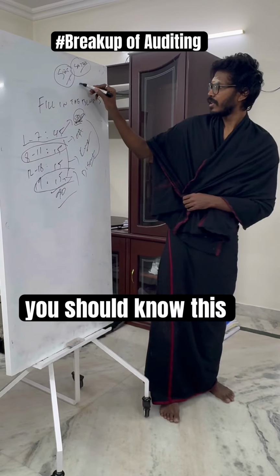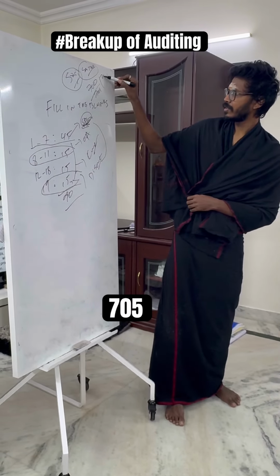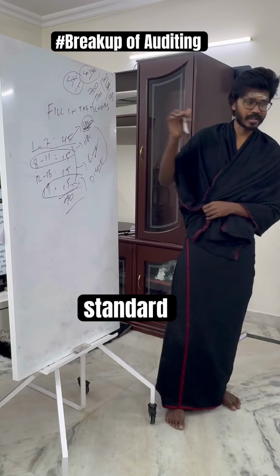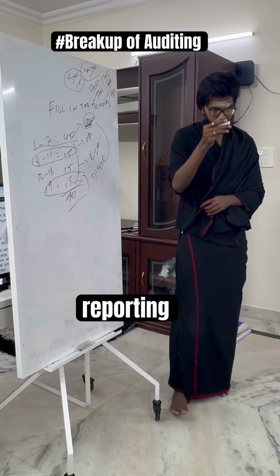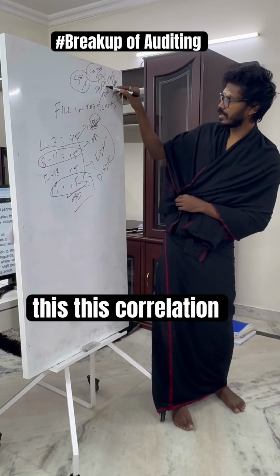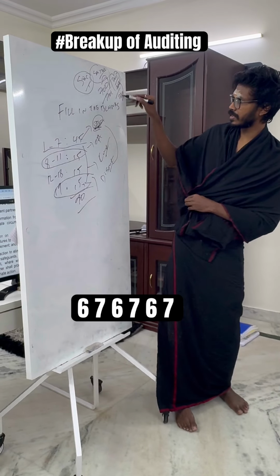And later on, you should know this for, let's say, 700, 701, 705, 706, 720. What is each of these standards? In your mind, the entire reporting chapter has to evolve across this. This correlation, 700, 701, 705, 706, 720, how is it evolving? What is the logical correlation? In your mind, that mapping should be very clear. So in a way, this bootcamp should happen like Vipassana.